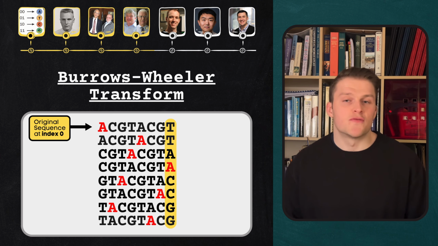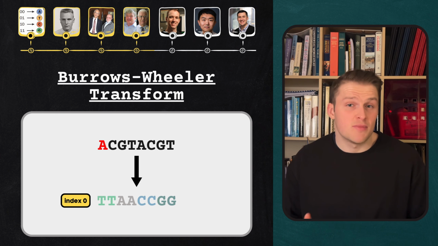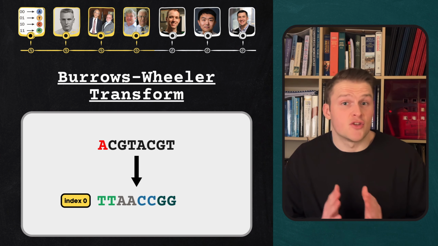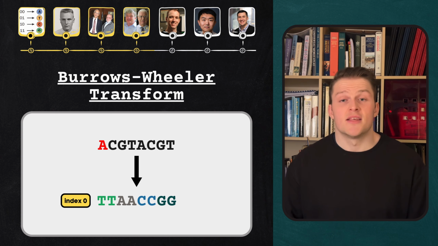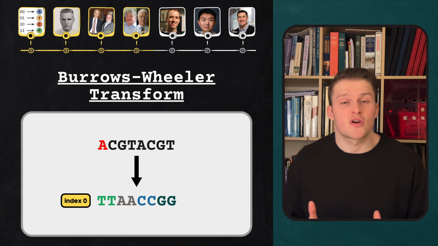So why is this useful? Look at what happened to our sequence. The original has been transformed into TTAACCGG, where similar characters are now grouped together. We have 2 T's, then 2 A's, then 2 C's, and finally 2 G's. This grouping is the magic of BWT. It clusters similar contexts together.